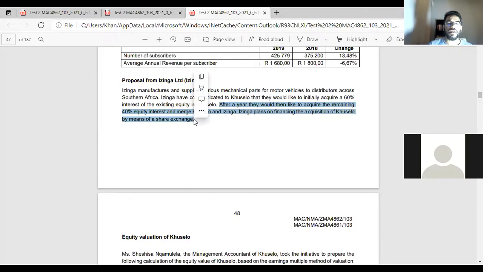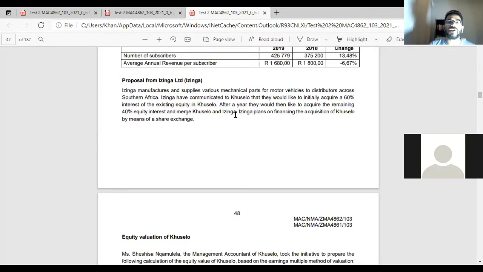Okay, so remember, from a merger and acquisition point of view, there are three aspects: the valuation, then the financial analysis, that is like earnings per share, PE multiple, dividend per share, and so forth, and then thirdly the funding. So remember, how can you fund an acquisition? Either through cash, and there are different ways you can fund the cash, or through a share exchange. Here they want to do a share exchange.